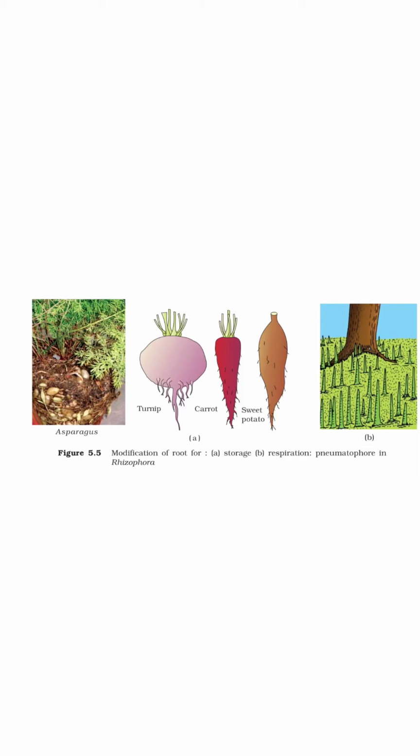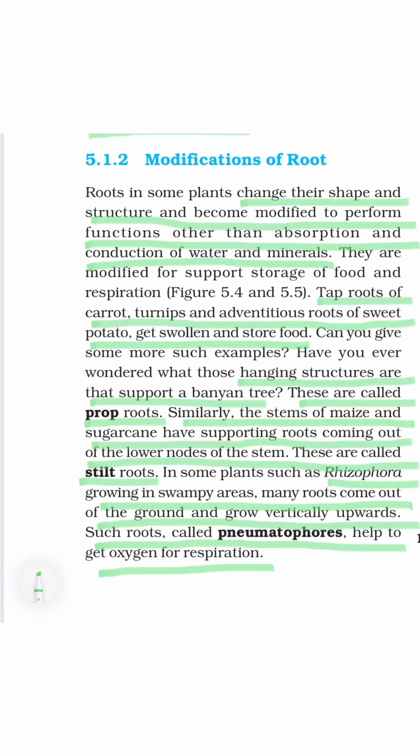So let us see why these modifications of roots are seen in such examples. Till now we have seen examples: banyan tree, asparagus, turnip, carrot, sweet potato and Rhizophora, which is one of the mangroves. There are so many examples, but only these are included in your syllabus. So let us start with modification of root.